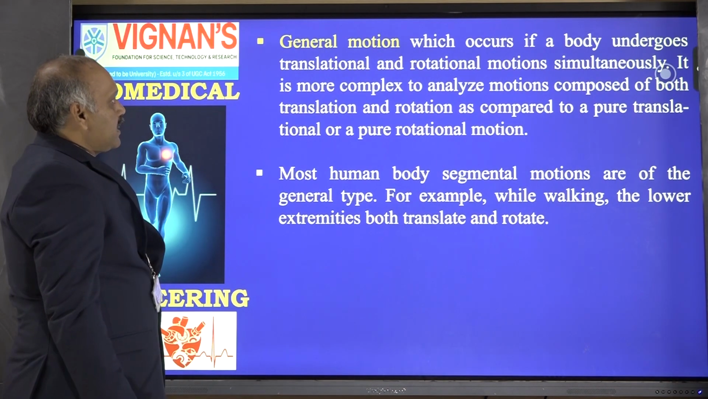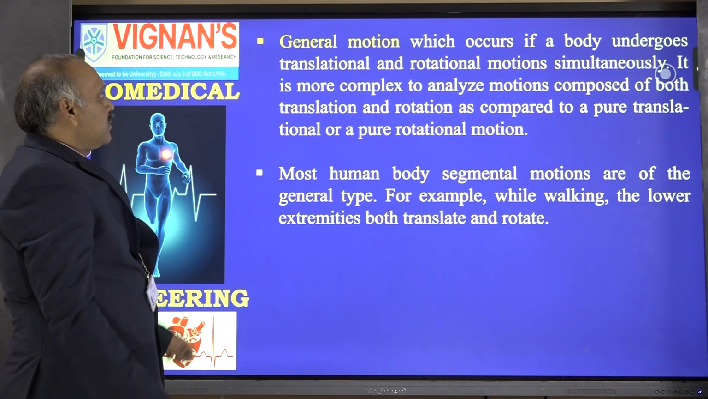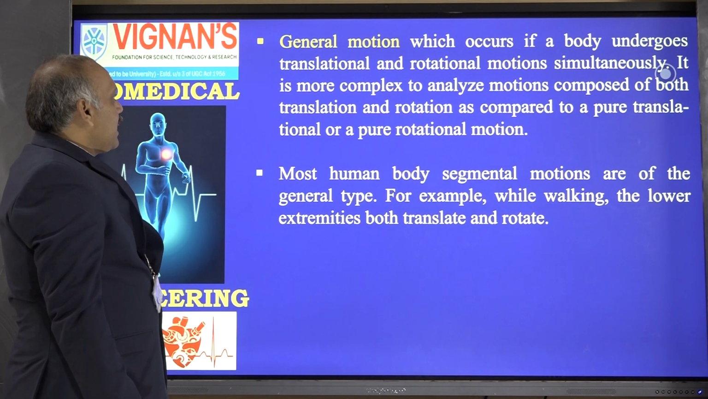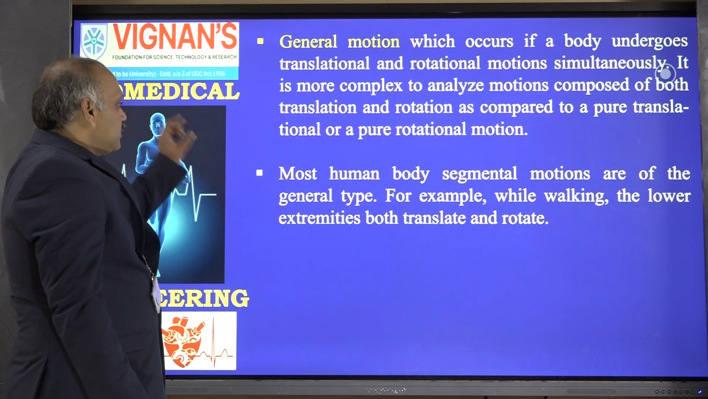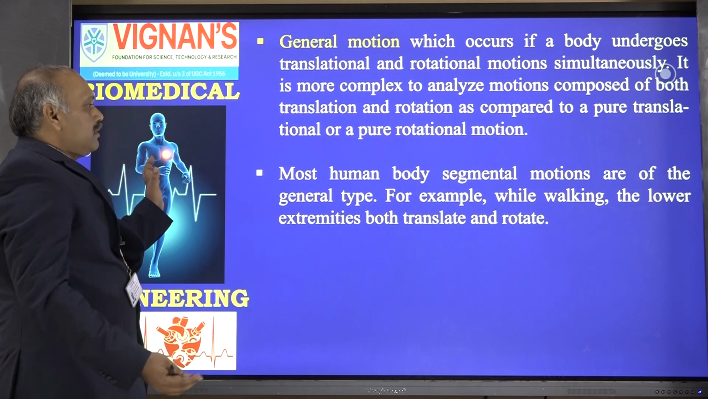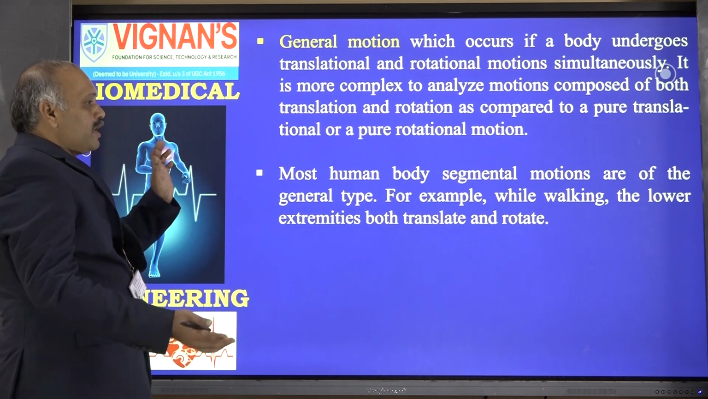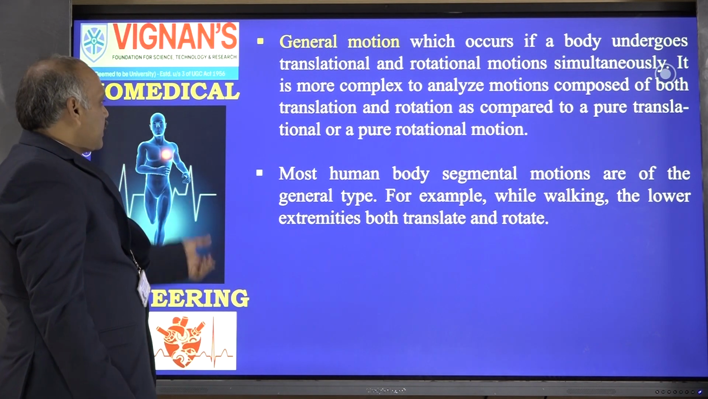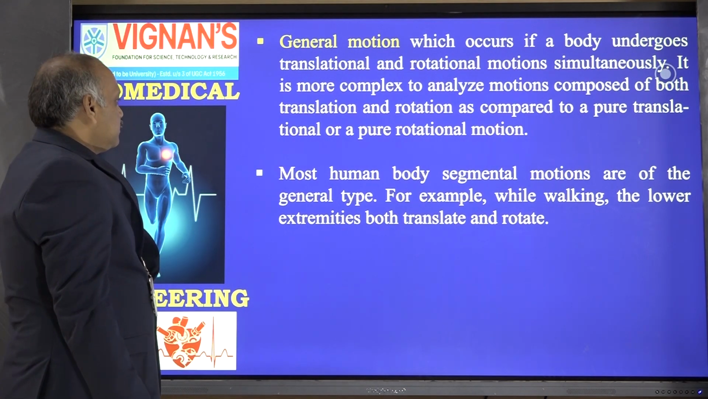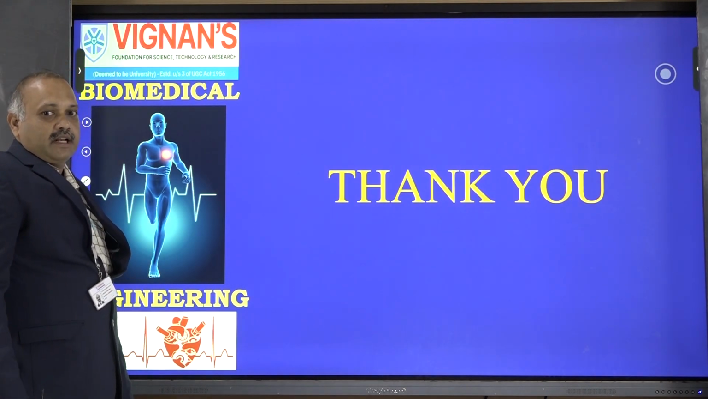In general motion, the body undergoes both translation and rotation, and it is a complex thing that happens. Analysis of linear motion is quite easy compared to rotational, but whenever you analyze any kind of movement, it may be a combination of both, so some complexity will be there, and we need more mathematical tools to deal with that. So far, thank you. We will continue in the next class.